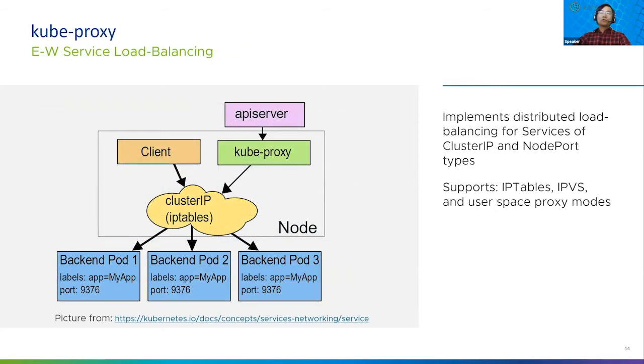We mentioned kube-proxy earlier. It's a daemon that runs on every node and implements load balancing for services of cluster IP and node port type. For a request from a local client to access a service through its cluster IP or node port, kube-proxy will intercept the packet, select one backend pod of the service to serve the request, and forward the packet to the pod.